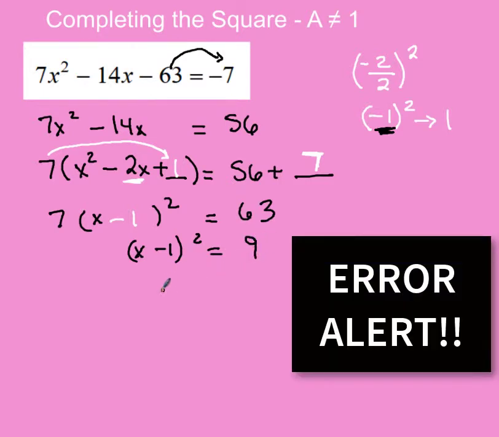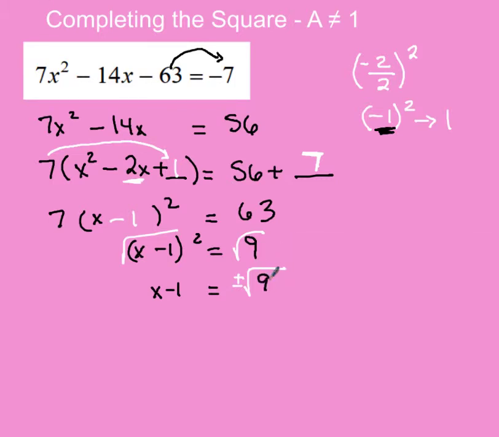Now, wait for it. Here comes your error alert, because most people will do this. People will generally be like, oh yeah, I know, you just square root both sides, right? But you don't just square root the right side. You plus or minus the square root of the right side. So be careful. Don't make that mistake of forgetting the plus or minus with the square root. Now, the square root of 9, of course, we know that is 3.